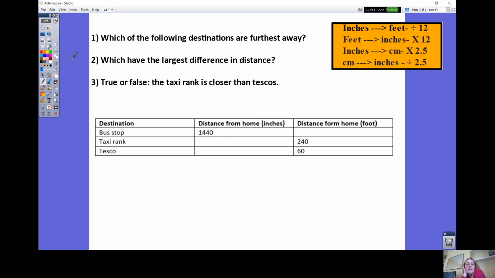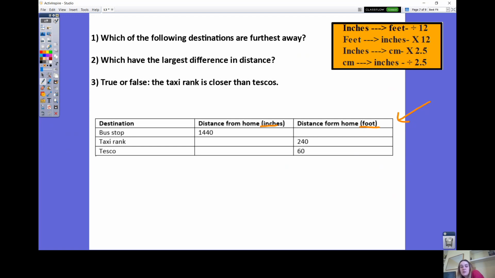So, which of the following destinations are further away? Which is the largest difference in distance, and there's a true or false question as well, working out from this table here now. You've got a bus stop, a taxi rank, and Tesco. This side is in inches, and this side is in feet. We're going to see which of these distances, the bus stop, taxi rank, or Tesco, is furthest away, which is the largest difference, and the true or false as well.